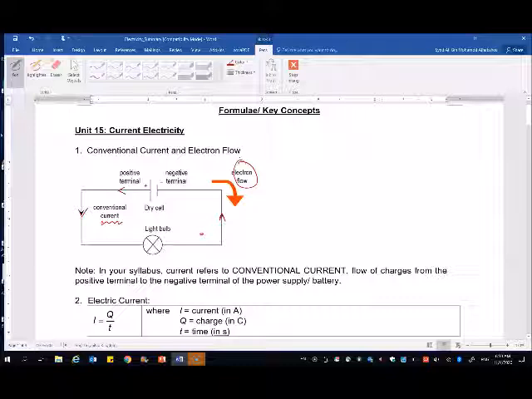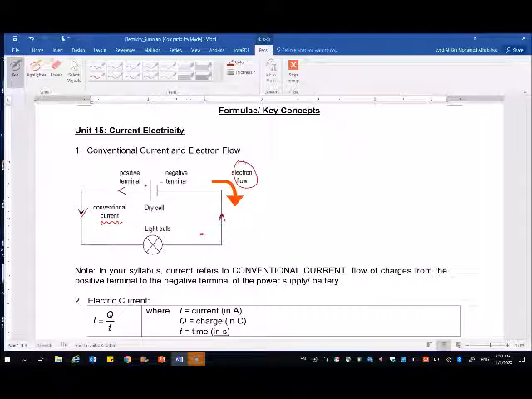Only later on did people realize that current is due to the flow of electrons. Before that people didn't know. People thought that current was due to the flow of charges that travel from the positive terminal to the negative terminal. But because we have been using it for so long, even up to now when we say current, we use it as the flow of charges from positive to negative. Later on, people found out that current is actually due to the flow of electrons, and electrons actually flow from negative to positive.